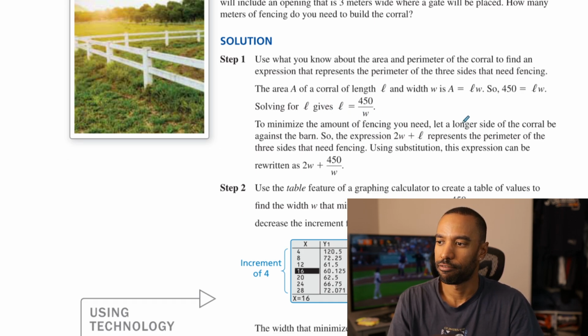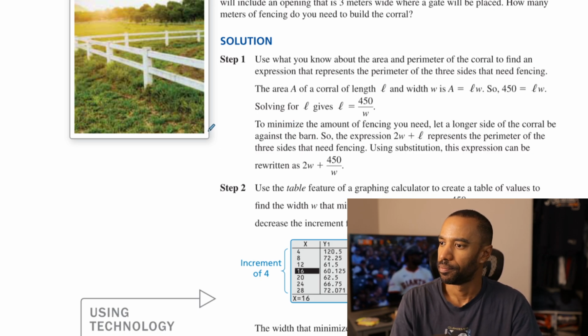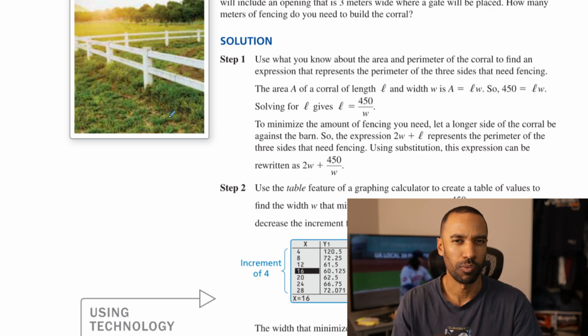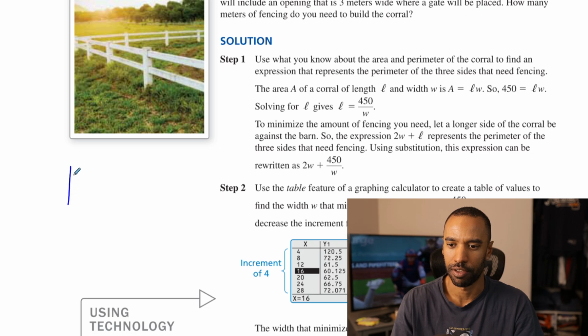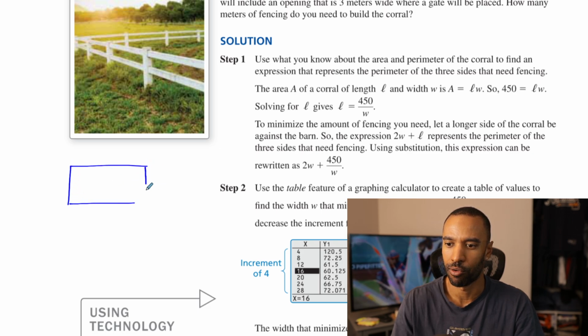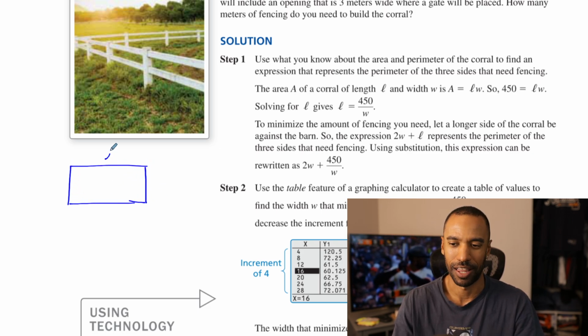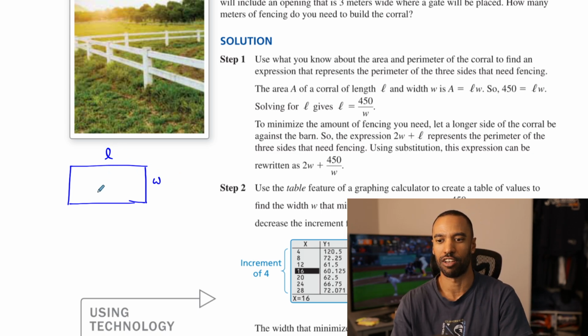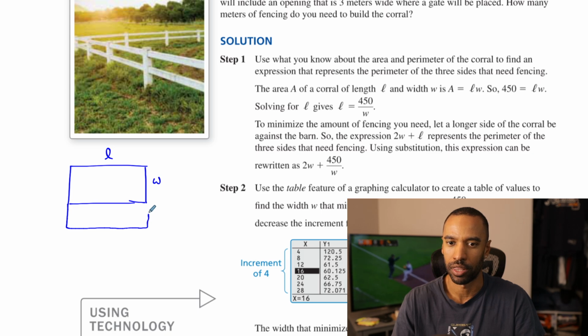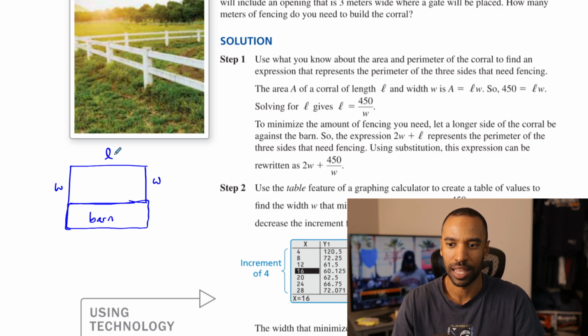So take a look at this. To minimize the amount of fencing, you let a longer side of the corral be against the barn. Whenever they say length and width, and I mentioned this in other videos, I learned kind of later in life that length is always longer than width. So they're referring to getting length by itself because they want the barn to be on one of the longer sides, so they minimize the amount of fencing.